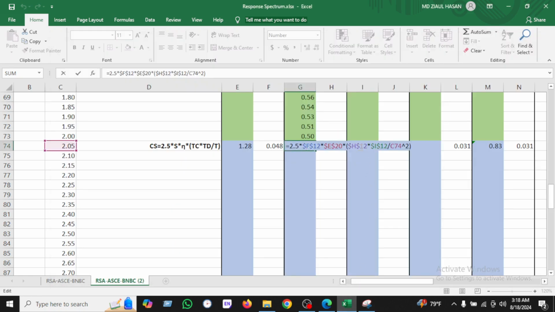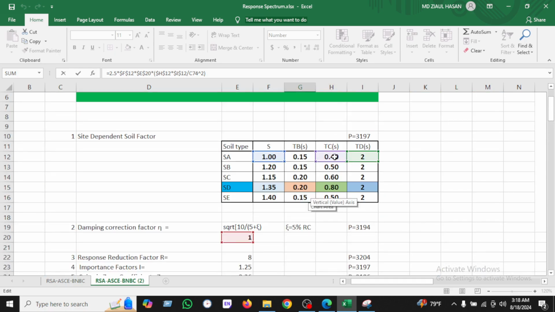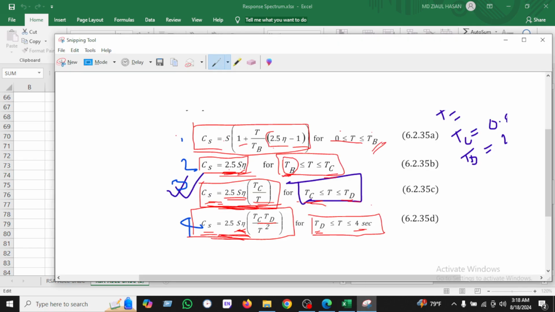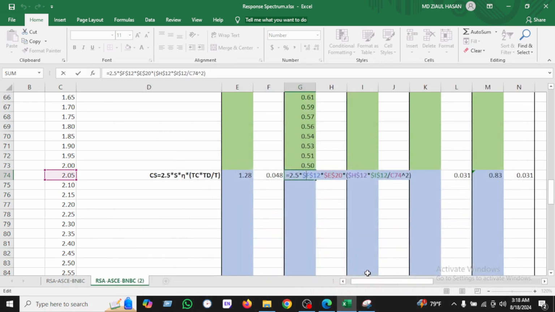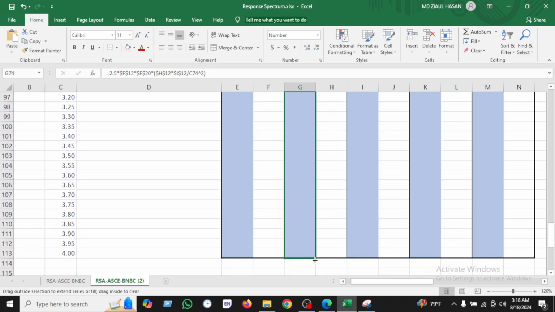TCTD means H12 and I12. So TCTD, H12 and I12, divided by T square. T square means here the C74 square. So putting enter and dragging this formula up to 4 seconds.